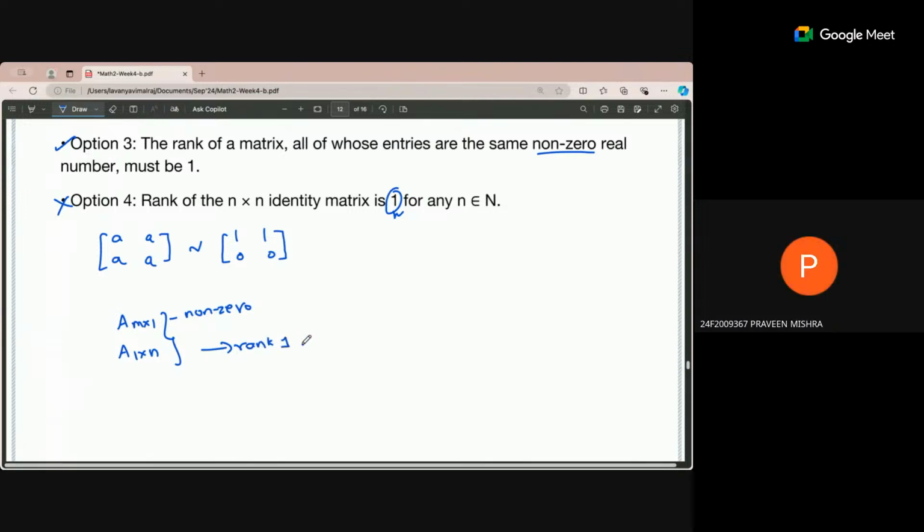Ma'am, I have read that the rank of a zero matrix sometimes may be undefined. See, it depends on the way we are defining. The rank of a 0 matrix, we will have it as 0 only. Let's not leave it undefined. For our case, we can have it to be 0 itself. Okay.